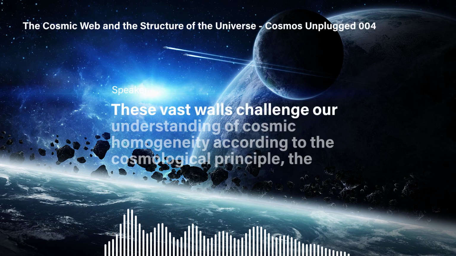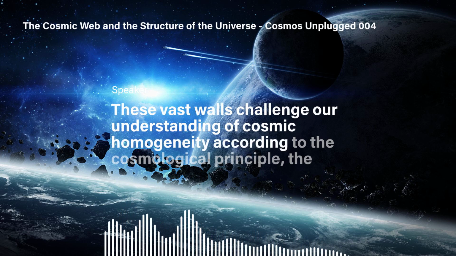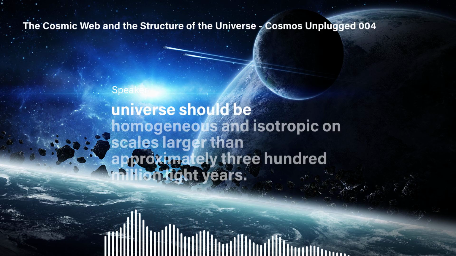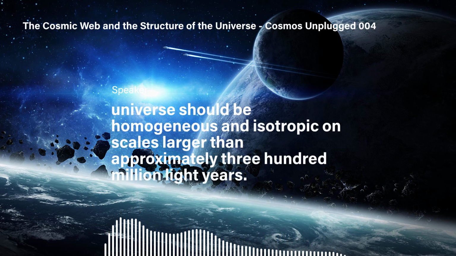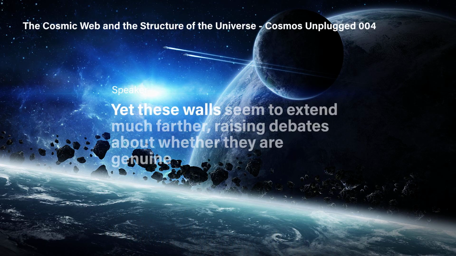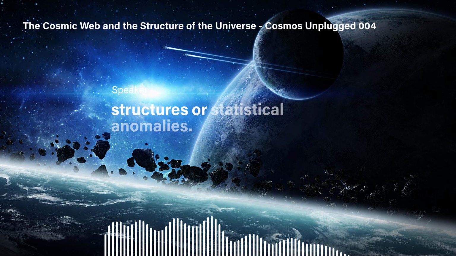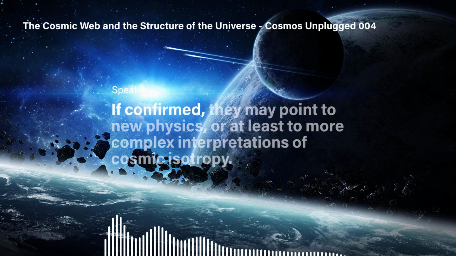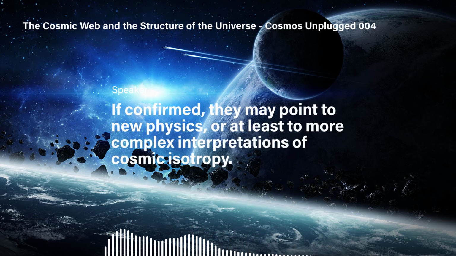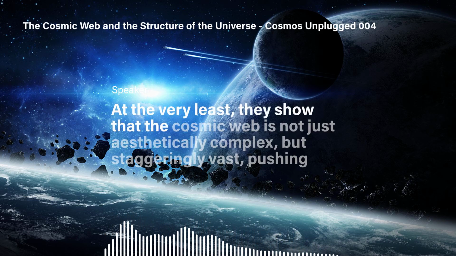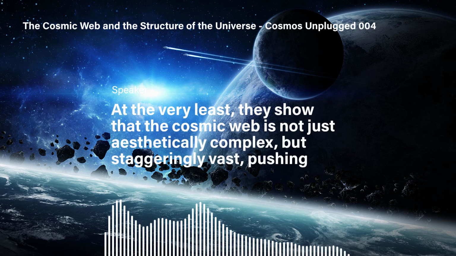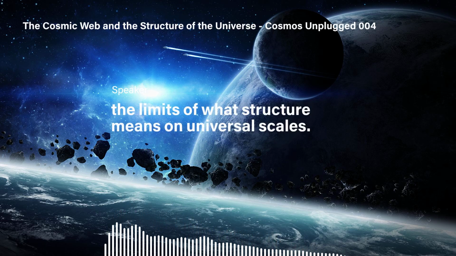These vast walls challenge our understanding of cosmic homogeneity. According to the cosmological principle, the universe should be homogeneous and isotropic on scales larger than approximately 300 million light-years. Yet these walls seem to extend much farther, raising debates about whether they are genuine structures or statistical anomalies. If confirmed, they may point to new physics or at least to more complex interpretations of cosmic isotropy. At the very least, they show that the cosmic web is not just aesthetically complex, but staggeringly vast, pushing the limits of what structure means on universal scales.